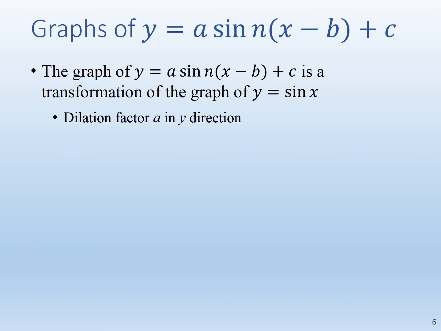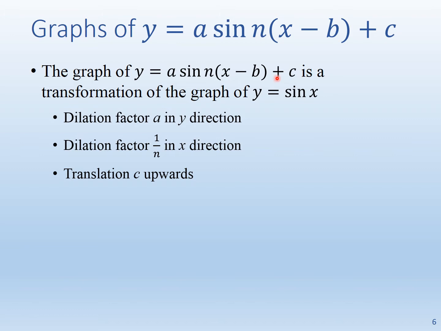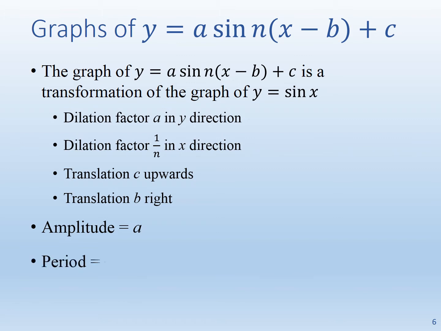We have a dilation of a factor a in the y direction. We have a dilation of a factor 1 on n in the x direction. We have a translation of c units upwards, and we have a translation of b units to the right. The amplitude of the new function is a, and the period is 2 pi over n.